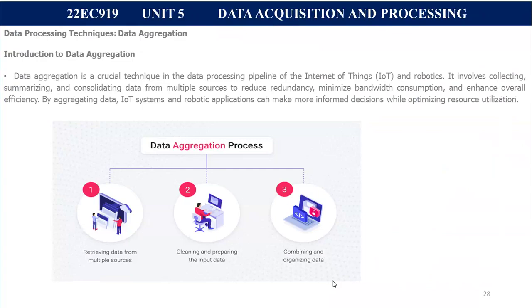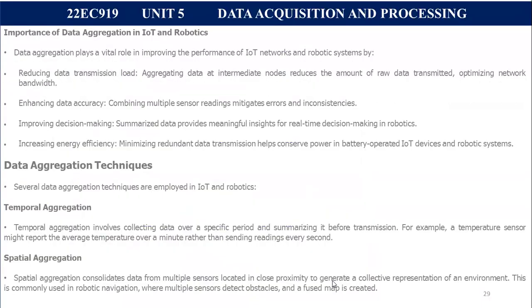The next technique after filtering is the data aggregation process. Data aggregation is a crucial technique which comes after collecting and organizing the data. Overall, the data can be aggregated by retrieving data from multiple sources, which is cleaned and prepared as input data. This is done by combining and organizing the data.